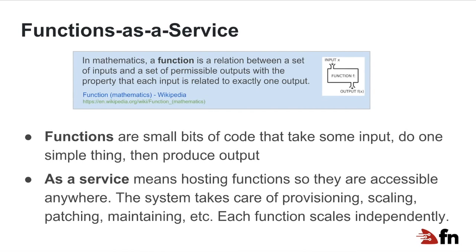So what is a function? In mathematics, a function is a relation between a set of inputs and a set of outputs, with the property that each input is related to exactly one output. Functions in a FaaS are very similar. You write a small bit of code, it accepts input, does some small thing, and then produces some output. As a service means you can host these functions, typically in the cloud, so they're accessible anywhere. The system takes care of the provisioning, scaling, and management of that function, and each function can scale independently.